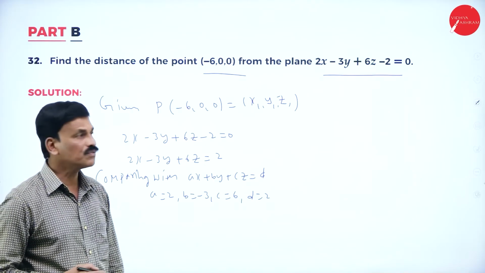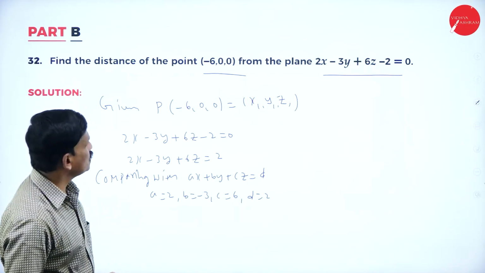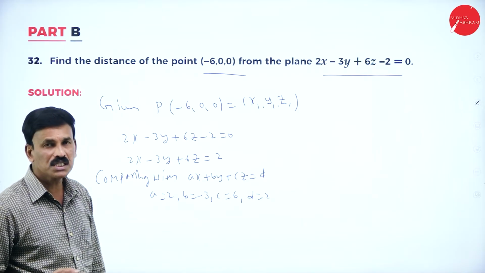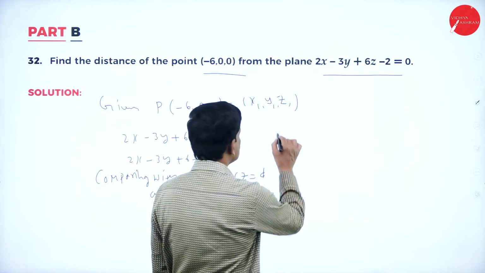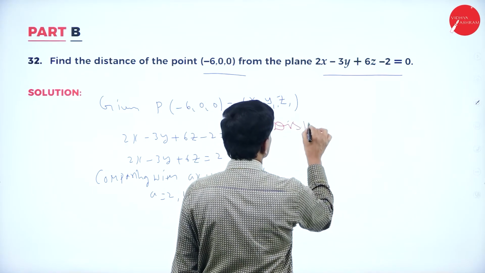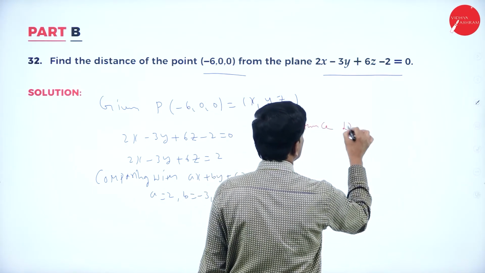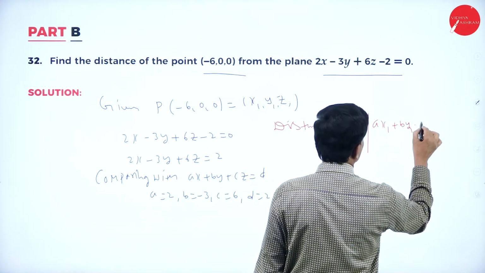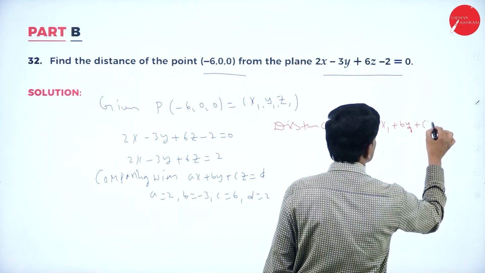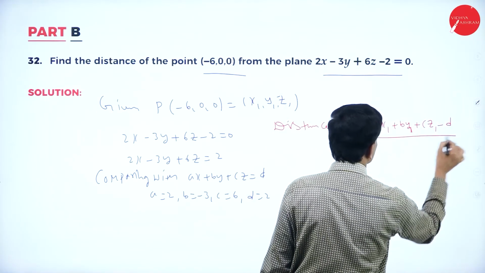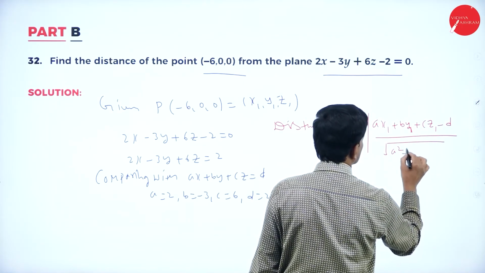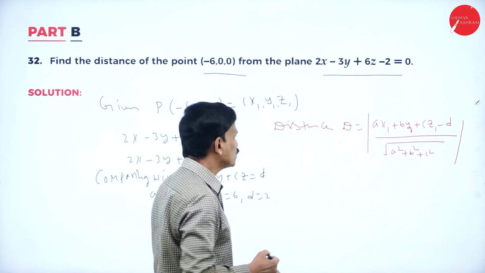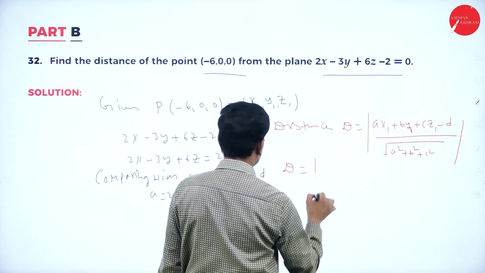Now there is a formula to find the distance of the point (x1, y1, z1) to the plane ax + by + cz = d. The distance d is equal to mod of (ax1 + by1 + cz1 - d) divided by root of a square plus b square plus c square. This is the formula. So the distance d is equal to, what is a?